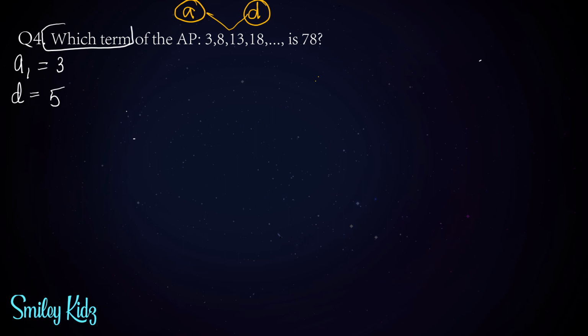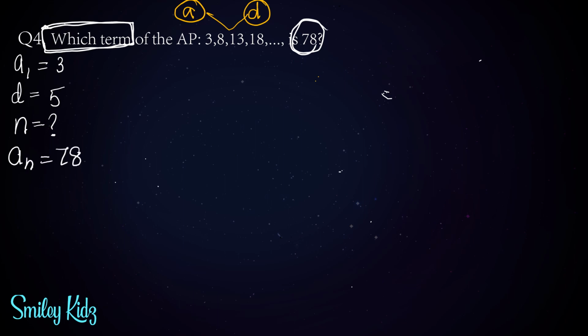Now we know the first term, we know the common difference. Whenever a question asks which term, that means the value of n is being asked. Anywhere you find which term, it means you're going to find the value of n. It's also given that the term of the AP is 78. So the value of an is equal to 78 and you're going to find the value of n.